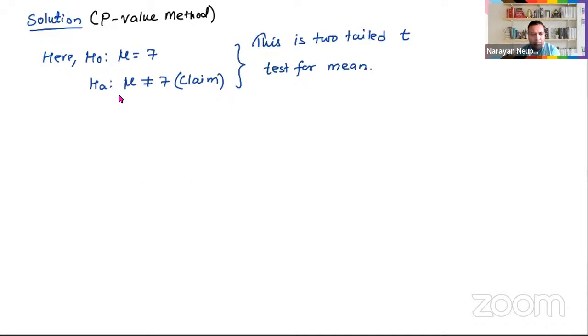That's your first step. Now, once we do this first step, we have to find the test statistic. But before we move on to the test statistic, do you have any questions so far?